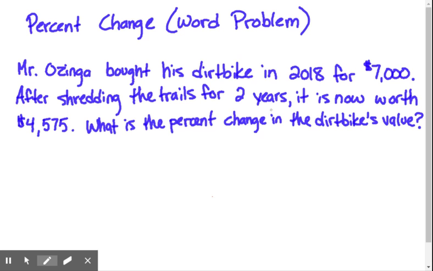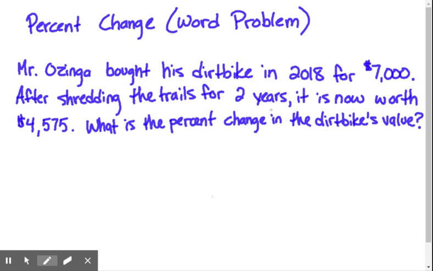I want to look at a percent change problem, just like the last video, but we're looking at a word problem this time. So I'm not just going to give you an original and then give you a new and keep things simple. Now we actually have to figure out what the original is and what the new value is. So let's read through this problem here.